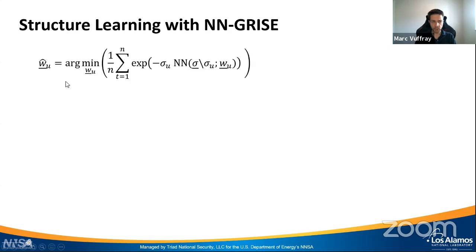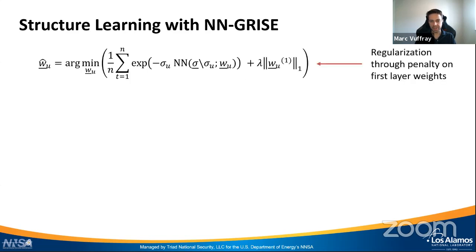So this is the neural net GRIs representation that I showed before. And now I'll do a slight modification. I'll just add a penalty, an L1 penalty, on the neural net weights, and only on the first layer of the neural net weights.